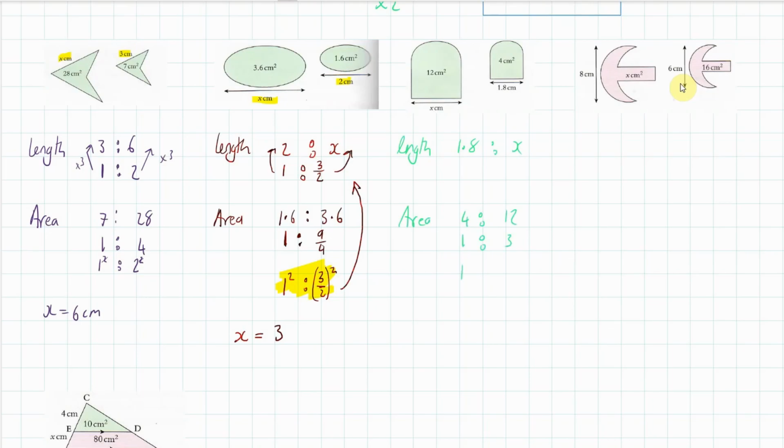And another way of writing that is 1 squared to square root 3 squared. Okay, because I've just taken the square root of 3, and squaring that gives us 3. So this is the ratio of areas, which means that the ratio of lengths must be 1 to square root 3. And therefore, to find x, we're just going to times the square root 3 by 1.8. So x is going to be 1.8 times square root 3, which, if we chuck that on the calculator, what does that give us?